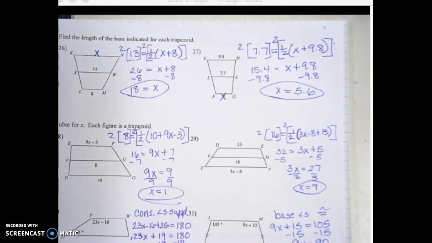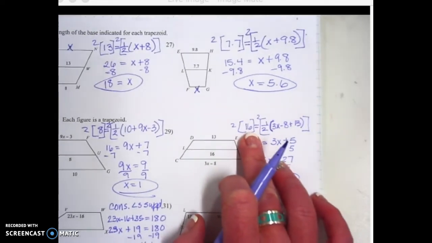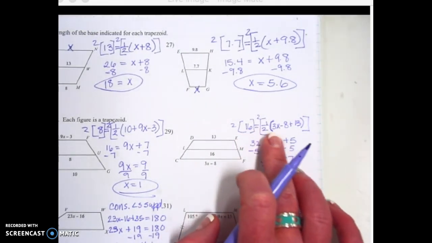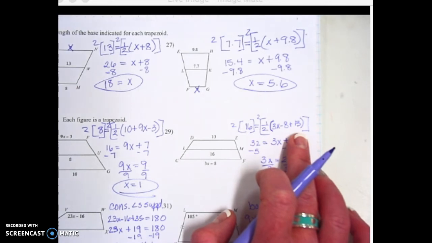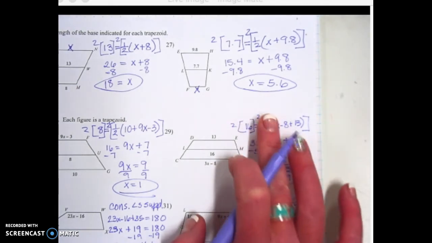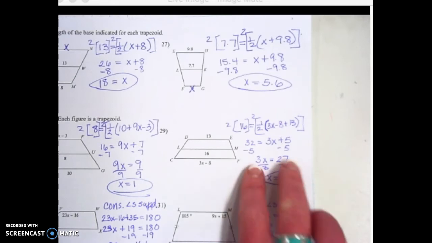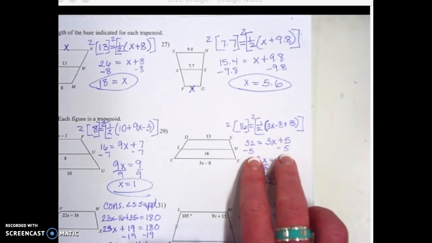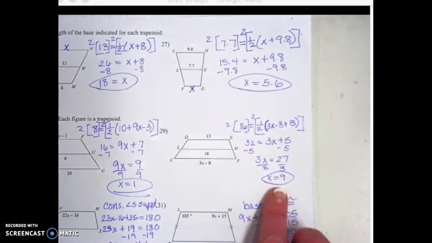Then on number 29, same thing. Set the mid-segment equal to half of the two bases added together. Multiply both sides by 2. That's always a good step to get rid of the fractions first. Combine any like terms, and then do inverse operations until you get the variable by itself.